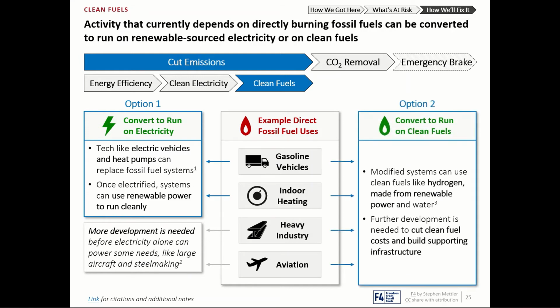One option that works across these is conversion to run on clean fuels. So we can use hydrogen, synthetic fuels, other options to be able to replace fossil fuels with clean versions. Now, I have an entire additional slide deck that dives into clean fuels on f4blog.org, so I definitely recommend checking that out. But the core takeaway is that those are also advancing really quickly. There's a lot of exciting progress, but we need to accelerate that development as well.